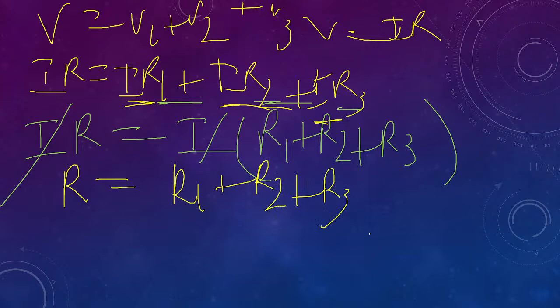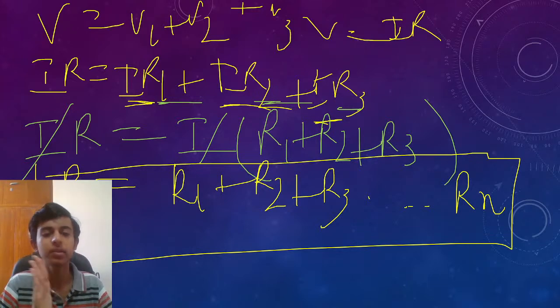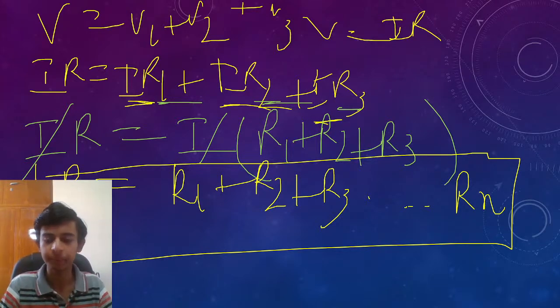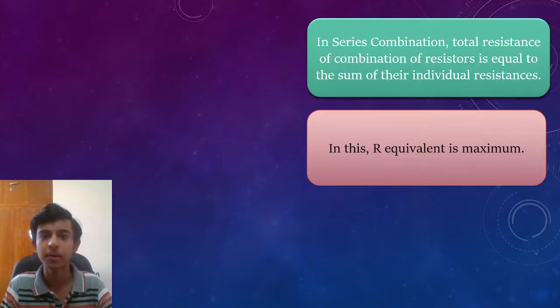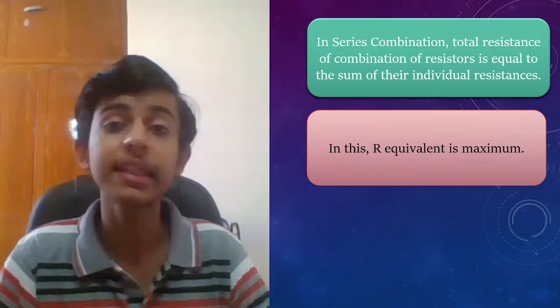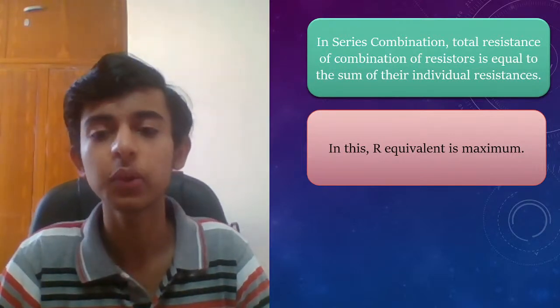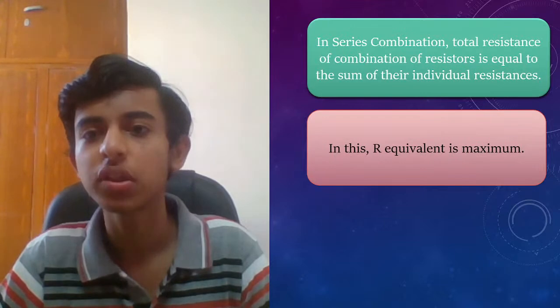So till Rn, any number of resistances. This is your mathematical expression. Learn it by heart. R is equal to R1 plus R2 plus R3. Clear? This is your mathematical expression. Now in series combination, the total resistance of a combination of resistors is equal to the sum of their individual resistances. What do I understand?